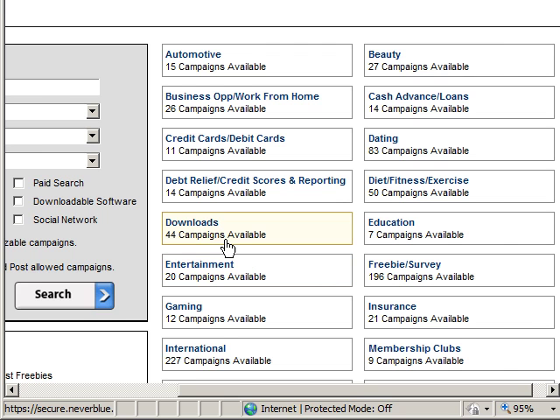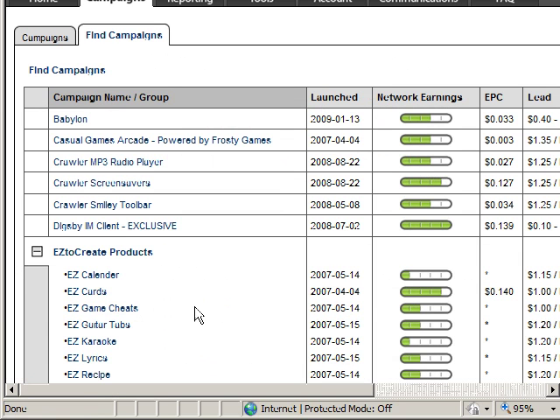And let me just go through here so you can see what it's all about. Let me go to downloads. Nice thing about Neverblue and other CPA networks is they actually provide you with statistics of the conversion rates and the network earnings. So you can actually pick and choose possible CPA offers that are converting higher. And Neverblue does this because they want you to choose the ones that are converting a lot higher so that you can make them more money. Of course, you make more money as well.